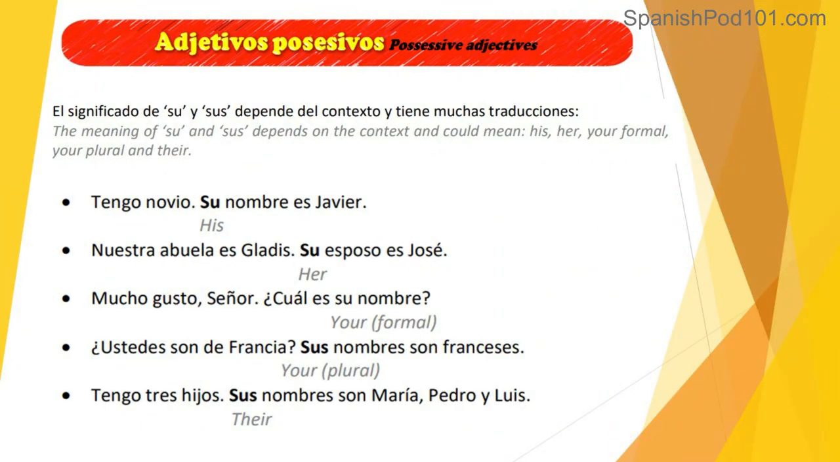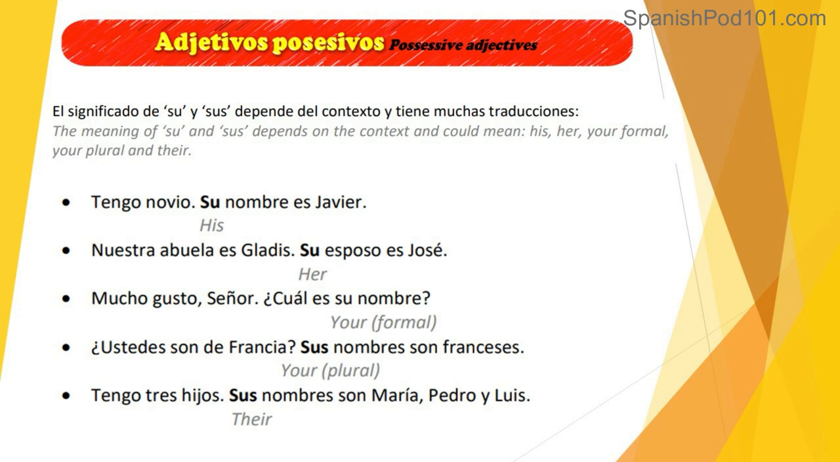The meaning of su and sus depends on the context and could mean his, her, your for formal register, your for the plural, and also their. Let's have a look at some examples. Tengo novio. Su nombre es Javier. As you can see here, context will help us a lot to see what su or sus mean. If you say tengo novio, that means I have a boyfriend. So when I say su nombre, I'm referring to the boyfriend. So in this case, su means his name is Javier.